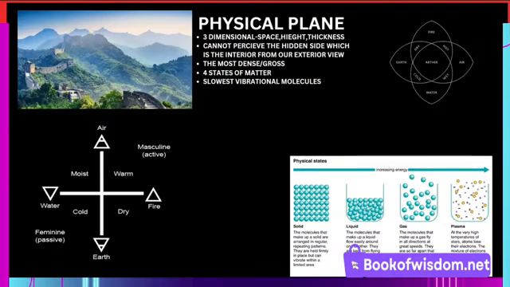We cannot perceive the hidden side, which is the interior of this existence. We cannot perceive the interior from our exterior view. We are looking into this world. Okay? This is the exterior view. We can't see what's inside of that. That's the 4th dimension, which is the next one. It's the most gross and dense plane. 4 states of matter, the slowest vibrational molecules exist in this plane.